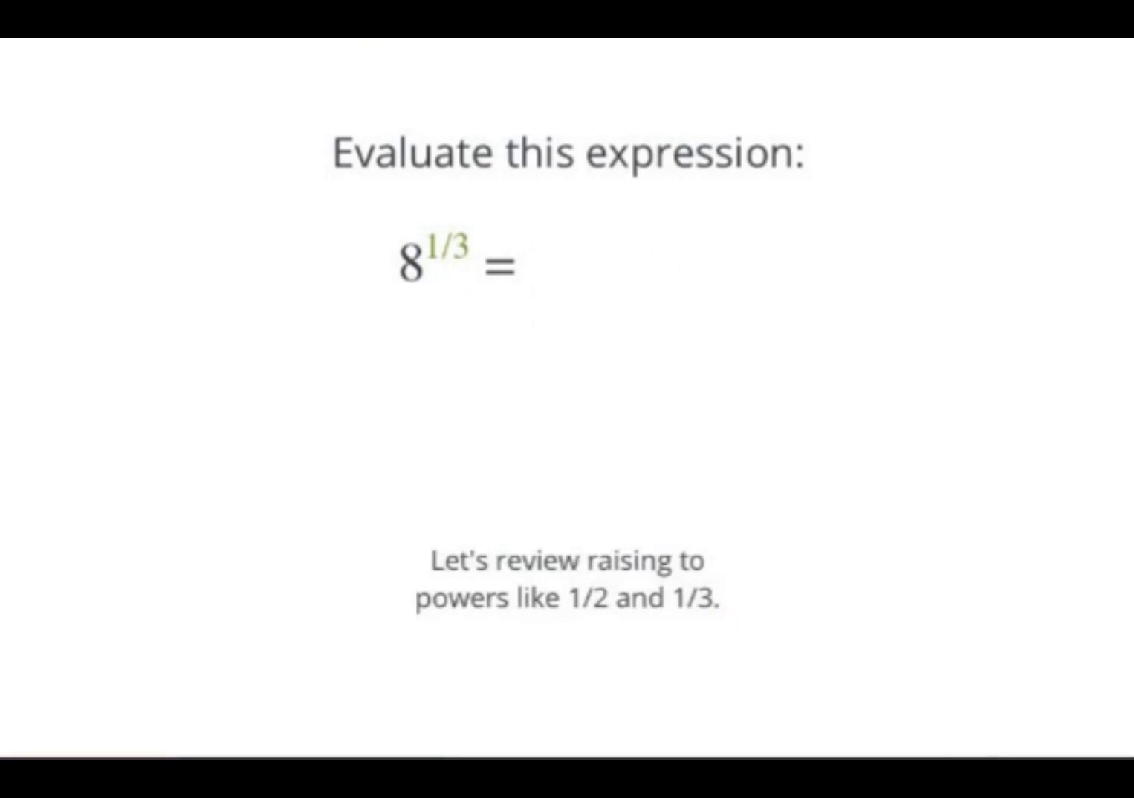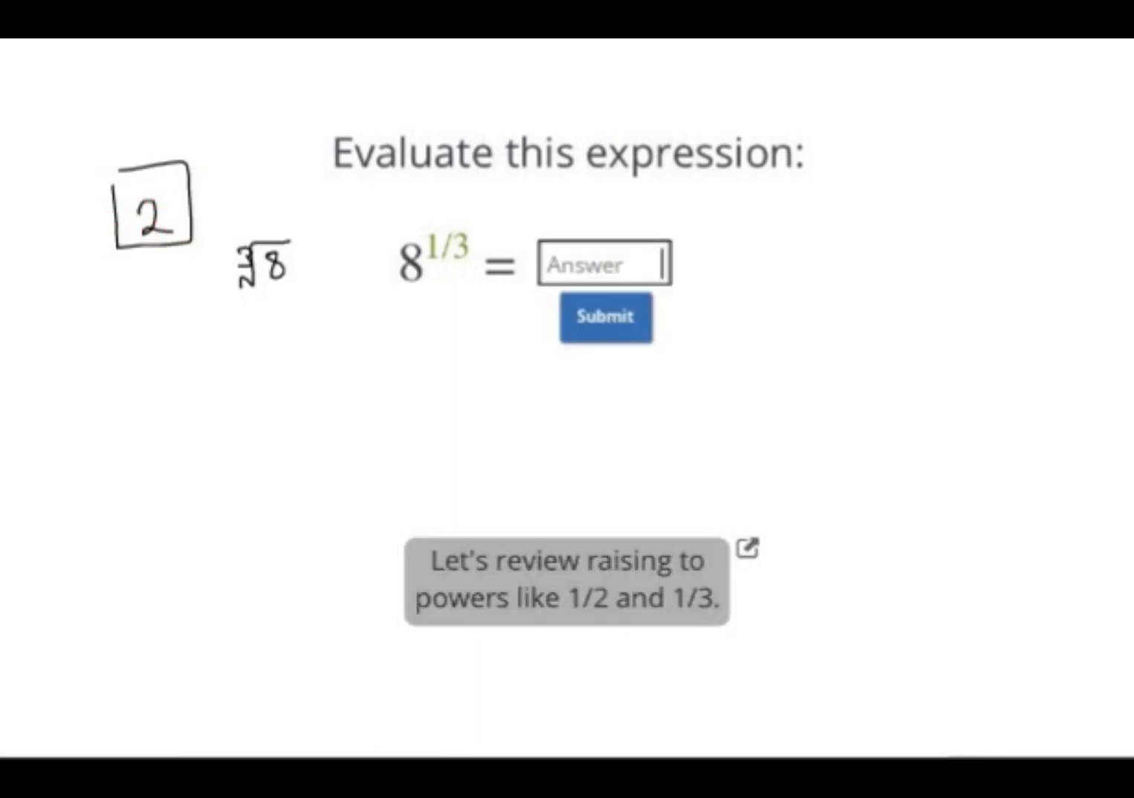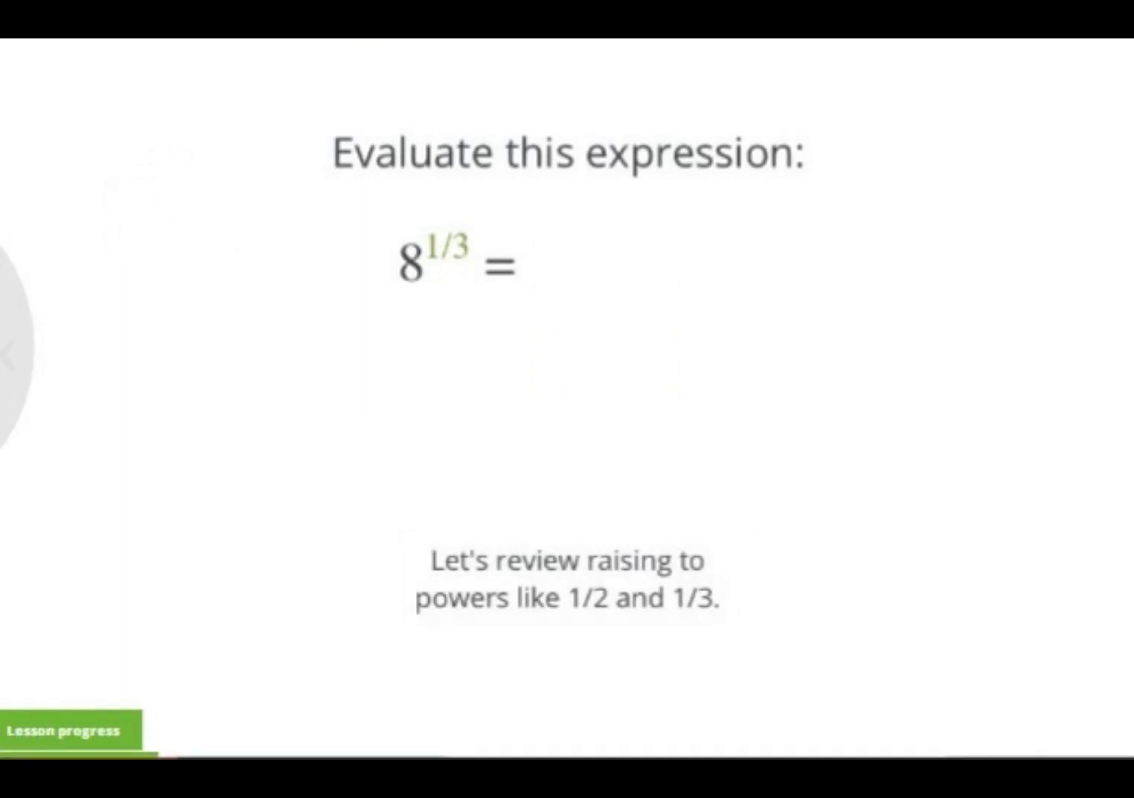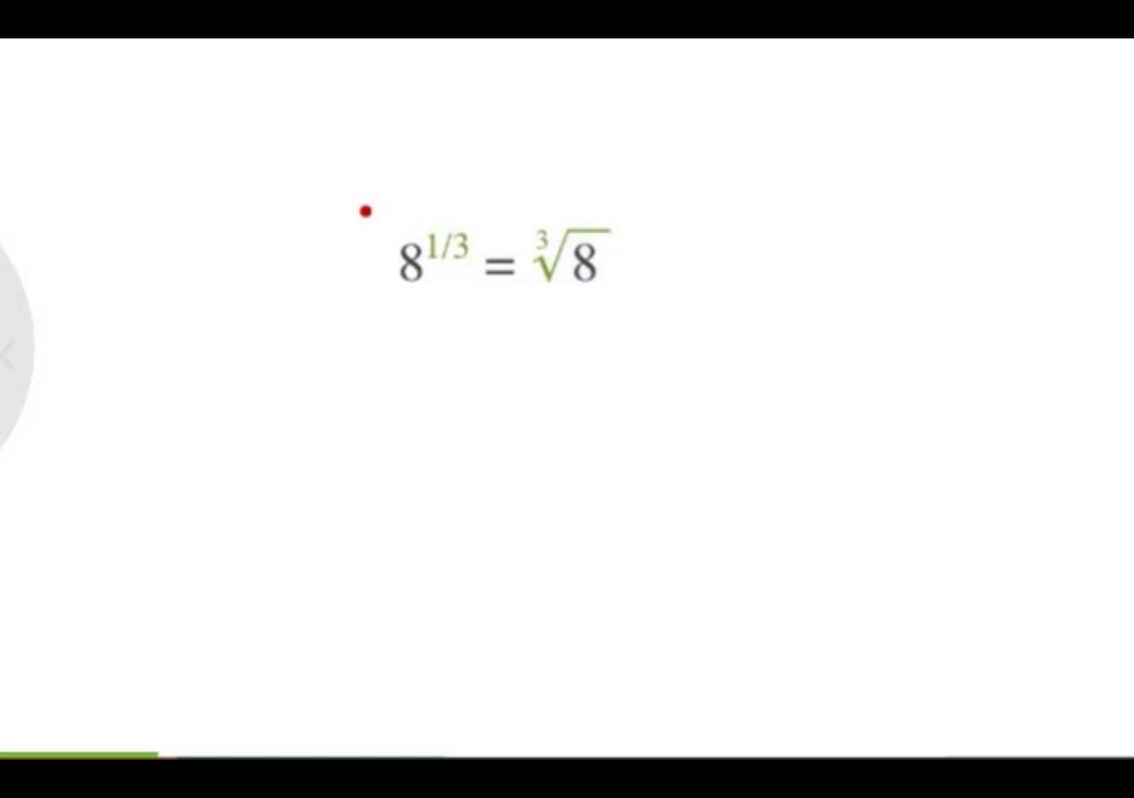Eight to the 1/3 is the same thing as the cube root of 8. In other words, we want a number that when multiplied by itself 3 times gives us 8. That number is 2. Right, raising to the 1/3 power is the same as taking the cube root. So 8 to the 1/3 equals the cube root of 8, which equals 2.